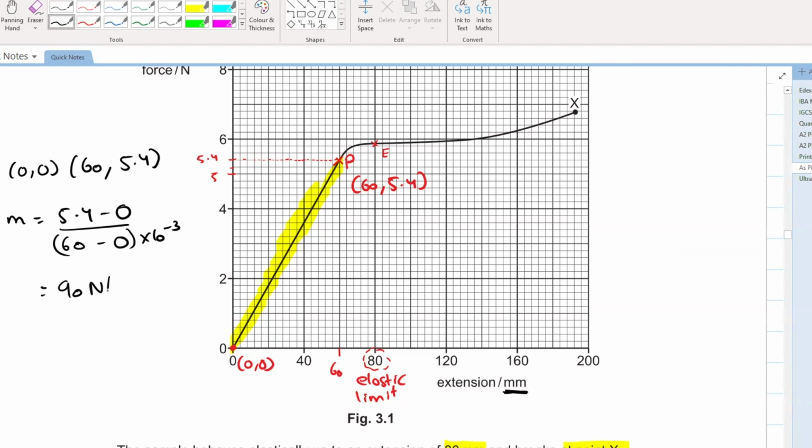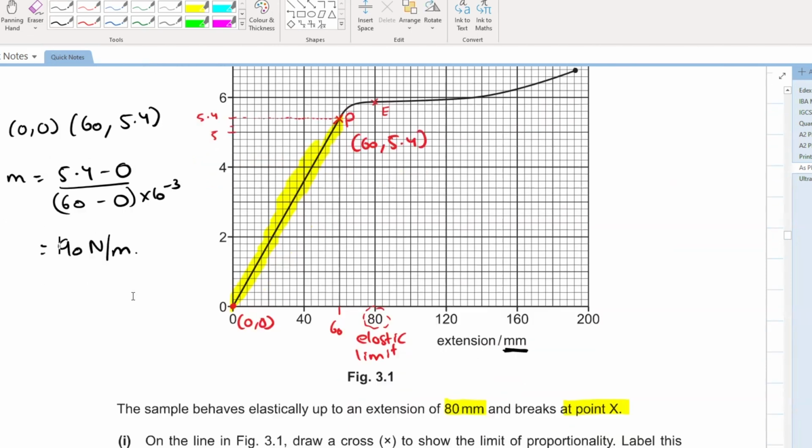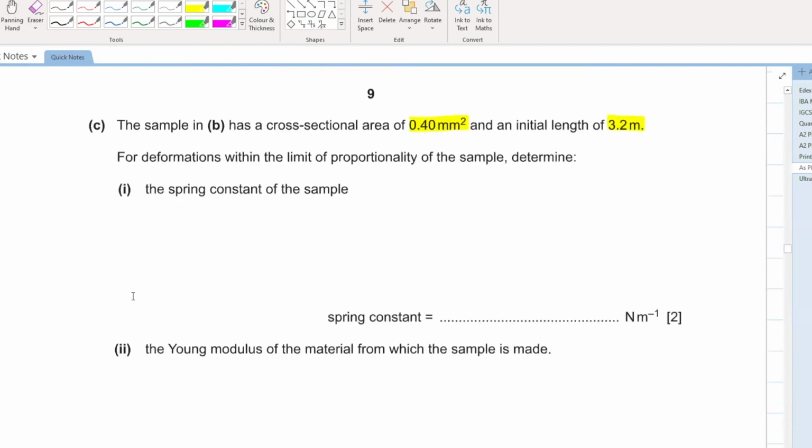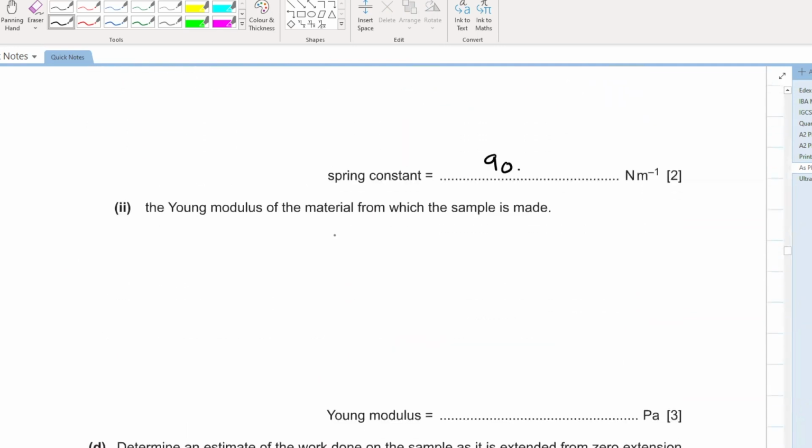90 Newton per meter is your answer. Let's see. Yeah, 90 is your answer here. Perfect. Let's further move ahead. Now you have to calculate the Young's modulus. Okay, how are you going to calculate the Young's modulus?